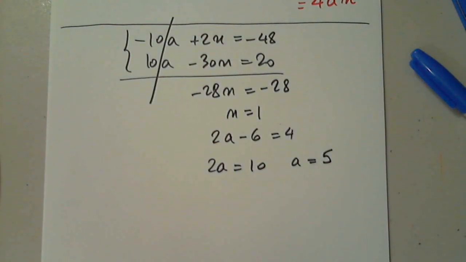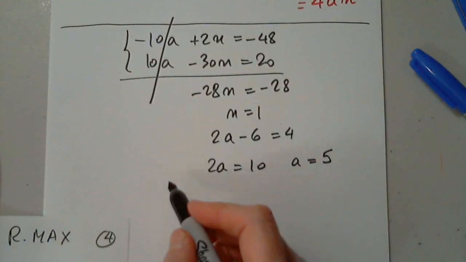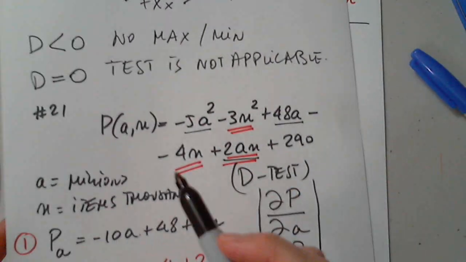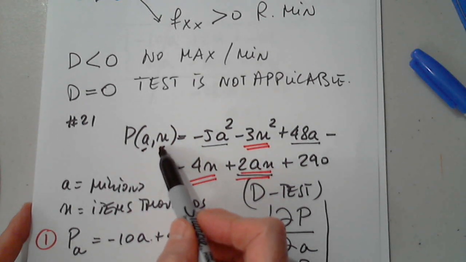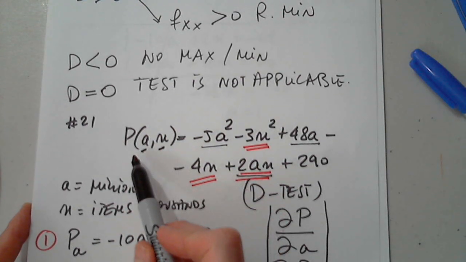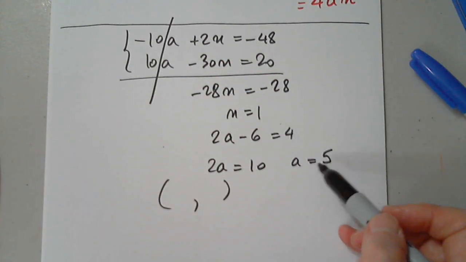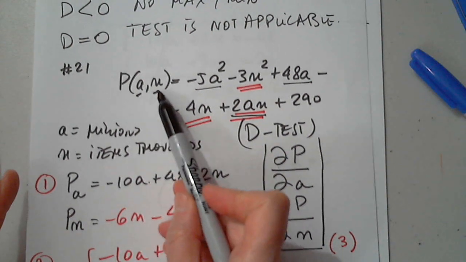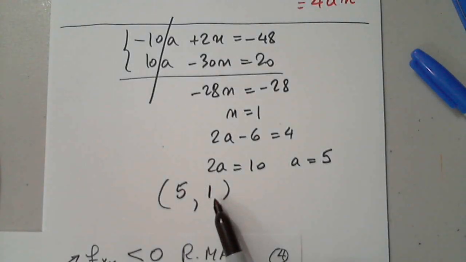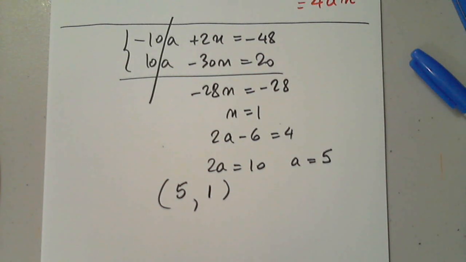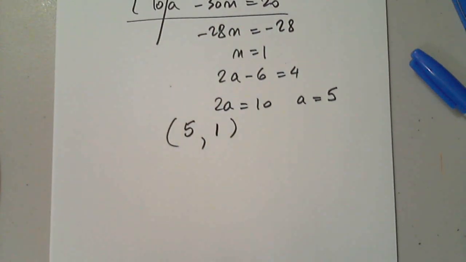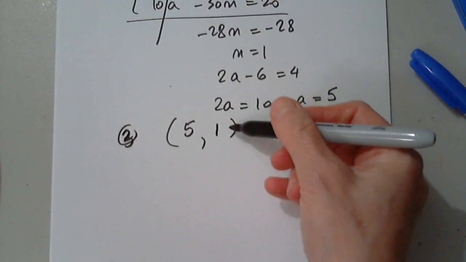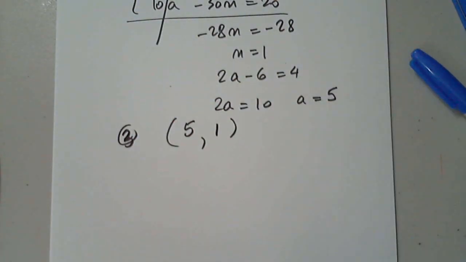Now you have to be super careful because we have to write an ordered pair, and don't just pick and choose. It's a comma n, not n comma a. So a comma n, 5 comma 1. Okay. Then that was step 1, and step 2 I determined, and I solved it in step 3. In step 3 I solved the system, so I got 5 comma 1.